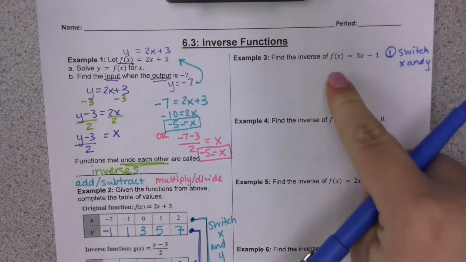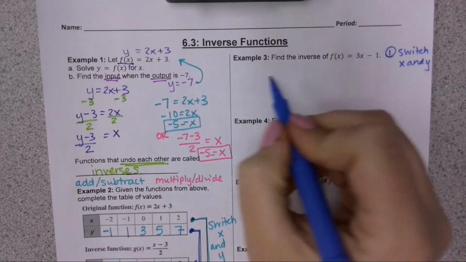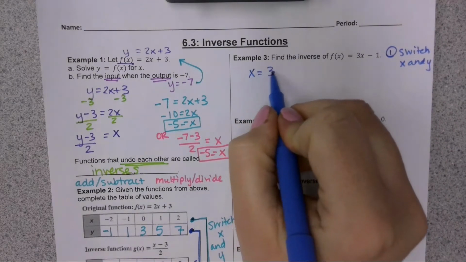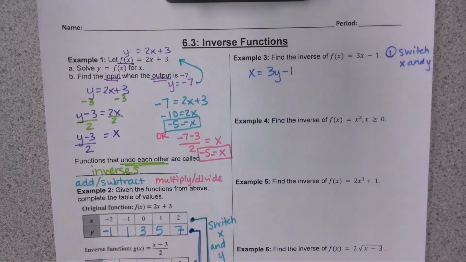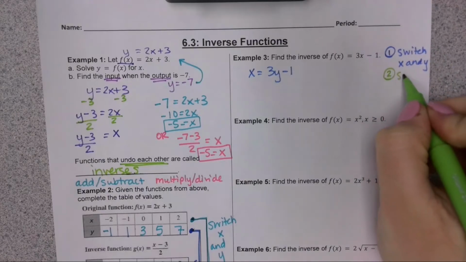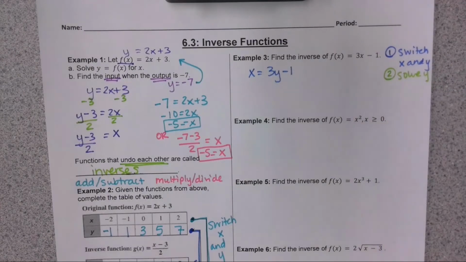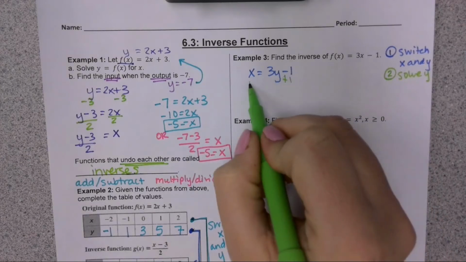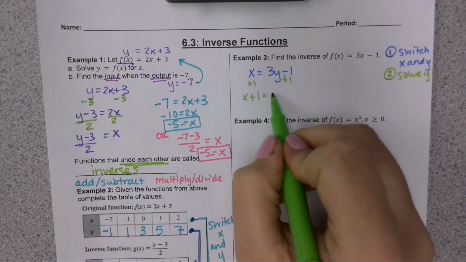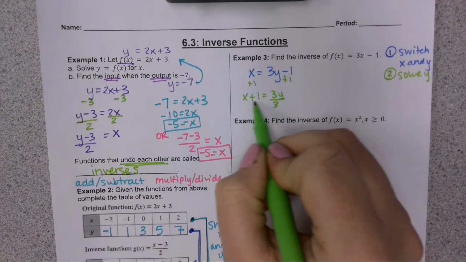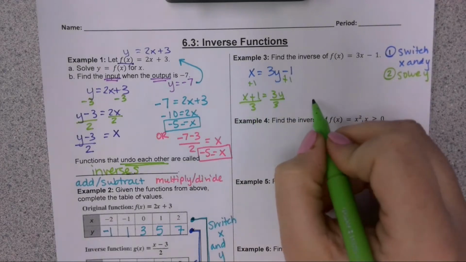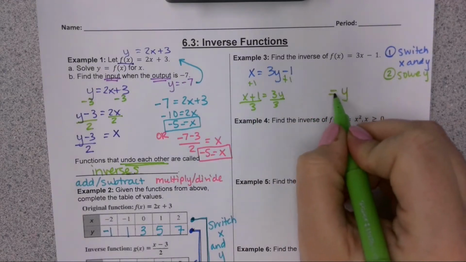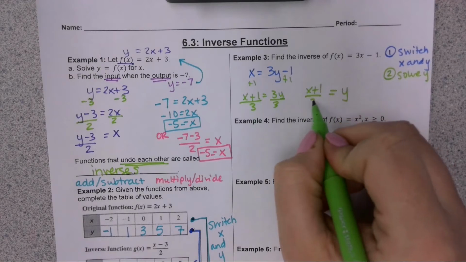Remembering that f of x is really just a fancy y, we could write x equals 3y minus 1. The second thing we're going to do is actually solve for y. So we're going to add 1 to both sides. Then we're going to divide by 3 so that we get y equal to (x plus 1) divided by 3.